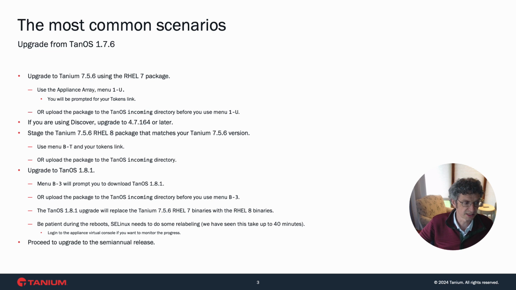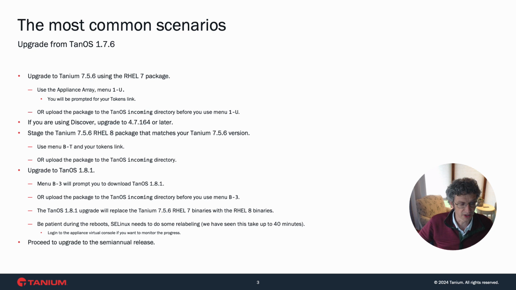So stage the 756 RHEL 8 package, again using menu B4 with your token's link, or upload, like I mentioned earlier. Once you have staged 756 with the Red Hat Enterprise Linux 8 package, go ahead and proceed to upgrade to 181. From menu B3 of the appliance, you'll be prompted to download TanOS 181. Or, like I've said multiple times, you could also upload it to incoming.